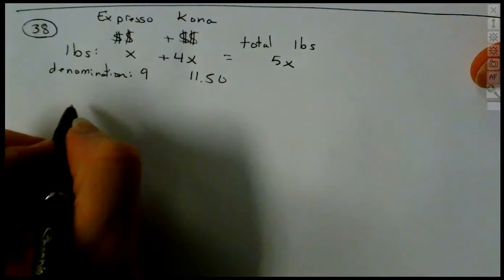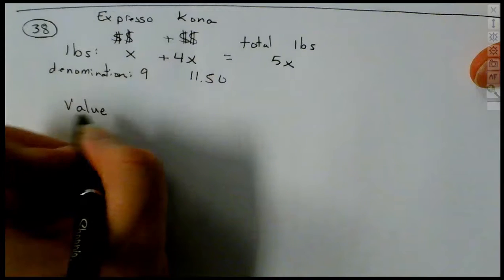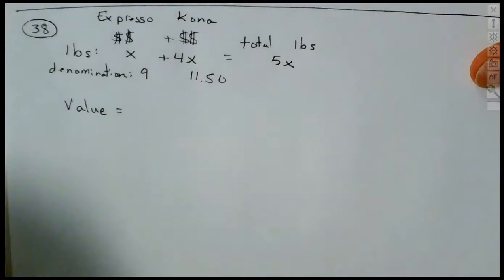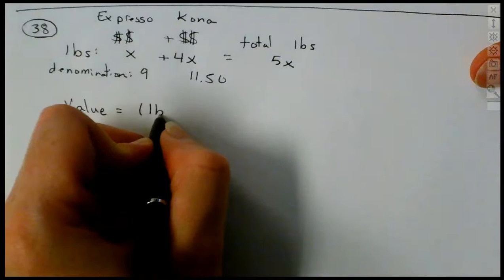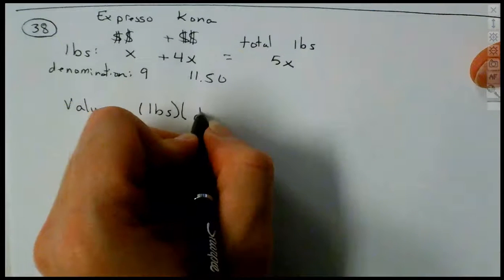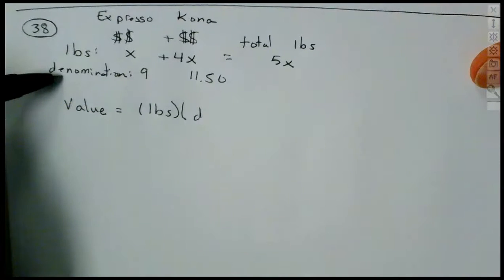Now we'll look at our value. The value of all this coffee is going to be the number of pounds times the denomination. You could use cost here, you could use whatever you want. I'm just using denomination because I've used it before, and I think it's less confusing to keep with the same label.